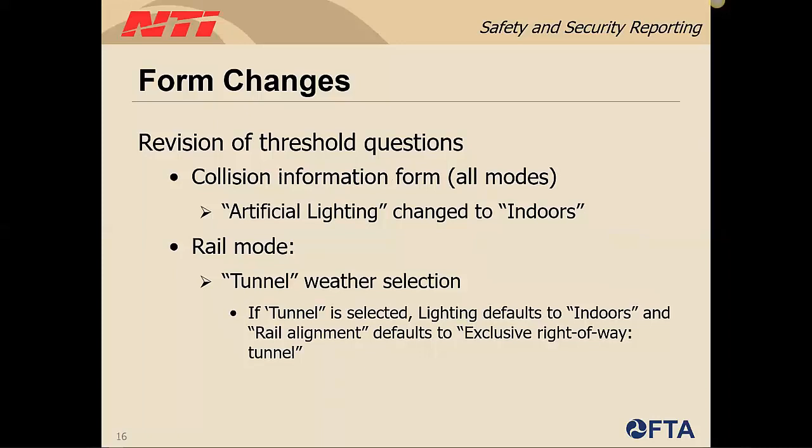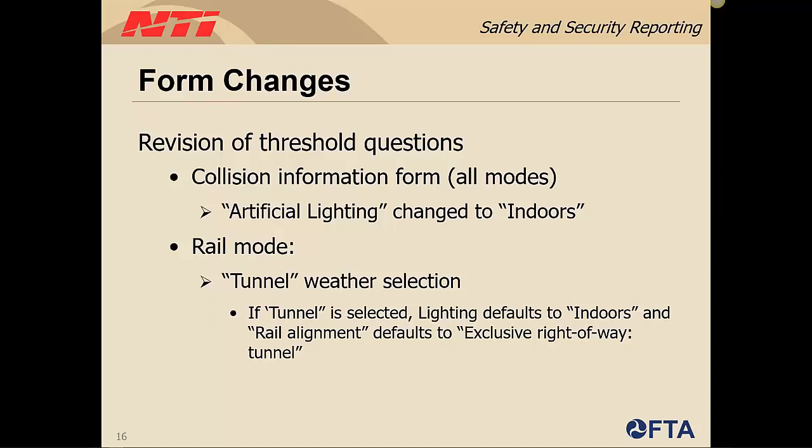Okay. For all modes, you may have noticed that we changed the lighting selection from artificial lighting to indoors. This is because we found that reporters would often choose artificial lighting if there were street lights outside at night, or if open rail platforms have lights for the patrons, and they would choose artificial lighting there. So this makes it a little bit easier and more clearly aligns with the intent, which was always to collect lighting for events inside buildings or inside tunnels.